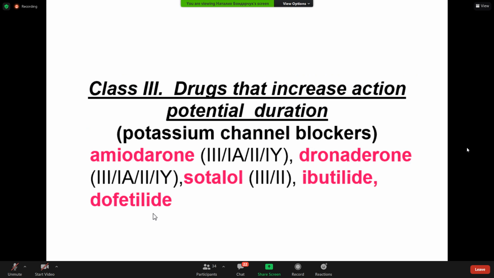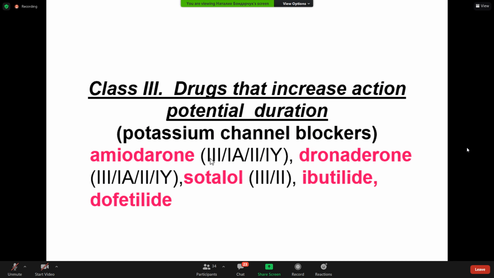So third class of antiarrhythmic drugs, drugs that increase action potential duration. According to mechanism of action, such drugs are potassium channel blockers. Of course, we have pure potassium channel blockers, such drugs as ibutilide and dofetilide. They selectively inhibit potassium channels. But also we have other drugs which are not selective, with a mixed mechanism of antiarrhythmic action. For example, amiodarone, the drug that belongs to the third class, class 1A, second class, and fourth class of antiarrhythmic drugs.